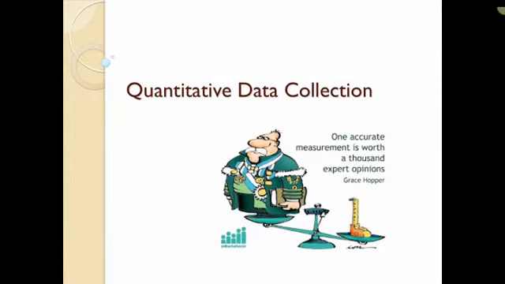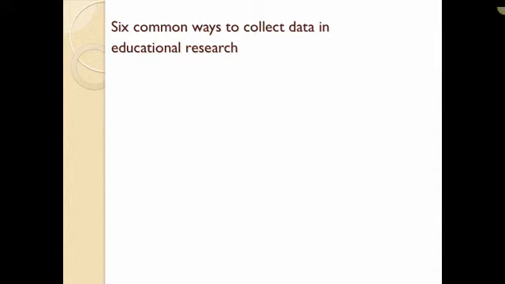In this presentation, I'm just going to give you a brief overview of how we go about collecting data for quantitative studies and the different types of data that you can collect. So there are 6 common ways to collect data in educational research, and the Johnson and Christensen chapter explains all of those in more depth, and I think it's a pretty straightforward chapter.